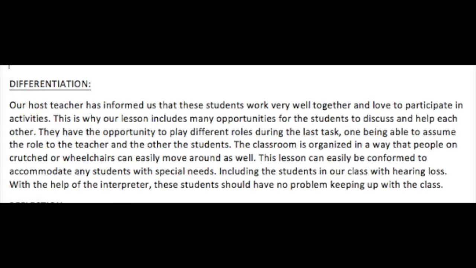This lesson was geared towards a group of students who work very well together. This is why most of the activities incorporate group or paired work. The students have many opportunities to ask questions and help each other.